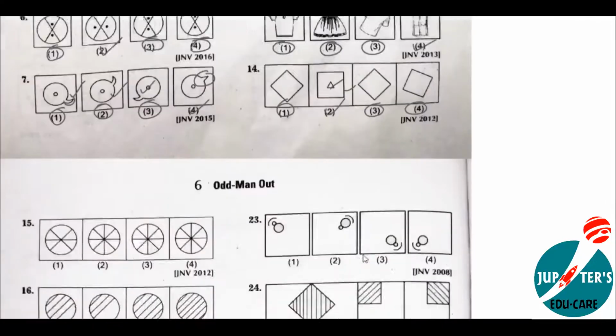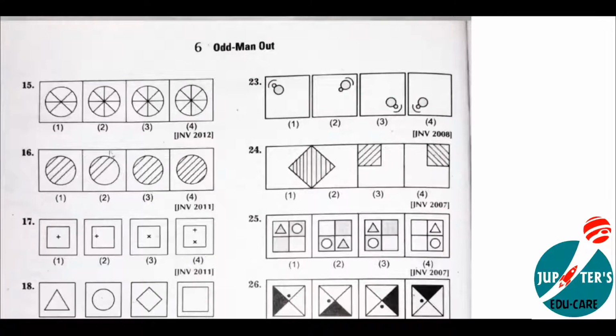Next, question number 15. See, in question number 15, option 1 is divided into 1, 2, 3, 4, 5, 6 parts. In option 2, 1, 2, 3, 4, 5, 6, 7, 8 parts. In option 3, 8 parts. In option 4 also, 8 parts. Means in option 2, option 3, option 4, these circles are divided into equal, that is 8 parts. But in case of option 1, it is divided into 6 parts. Means option 1 is different from these 3 options. So 1 is our answer in this question.